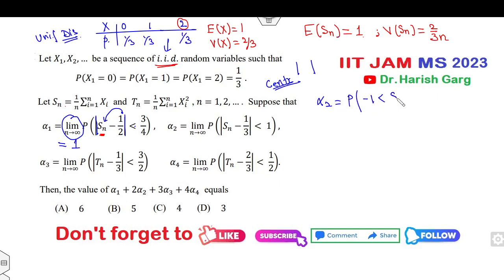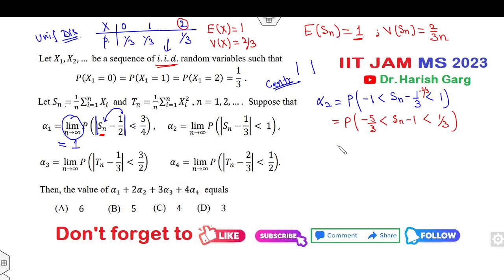It's Sn minus 1 over 3. Fine, because Sn has mean 1, so I can subtract 2 over 3. So I can subtract minus 2 over 3 on each side. It is minus 5 over 3. Sn minus 1 and 1 over 3.